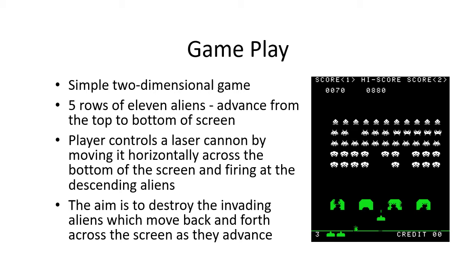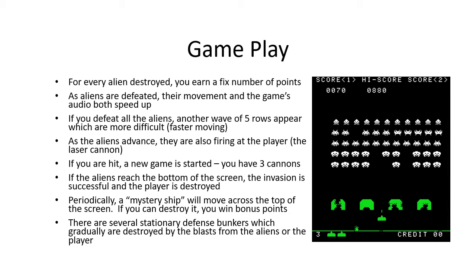Its gameplay is a simple two-dimensional game. You basically have 5 rows of 11 aliens which advance from the top to the bottom of the screen. The player controls a laser cannon by moving it horizontally across the bottom of the screen and firing at the descending aliens. The aim of the game is to destroy the invading aliens, which move back and forth across the screen as they advance. For every alien destroyed, you earn a fixed number of points.